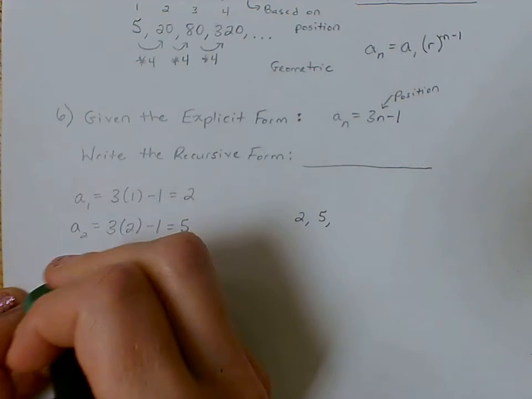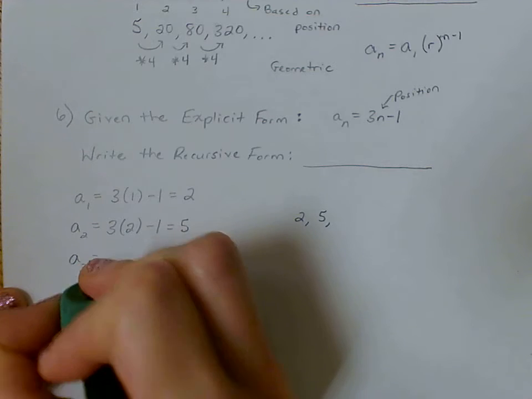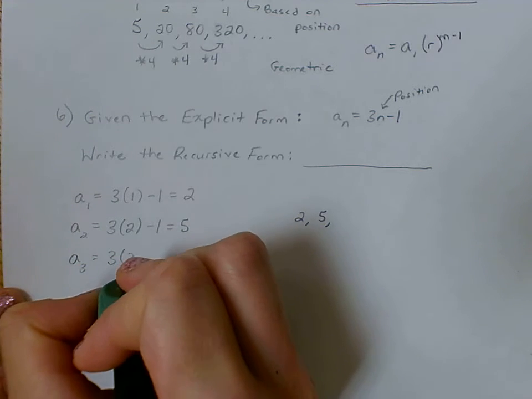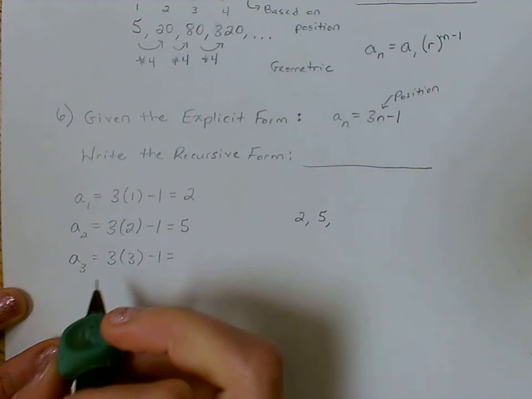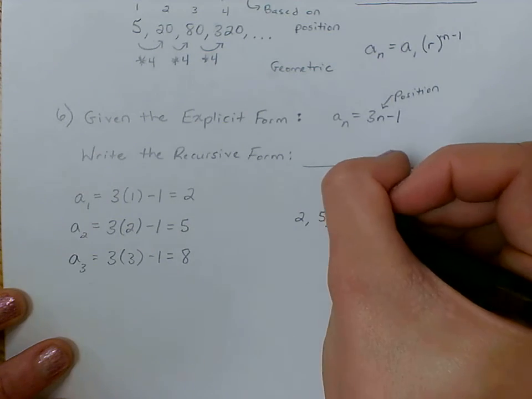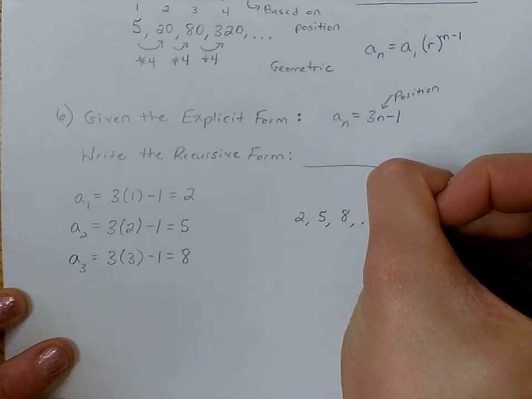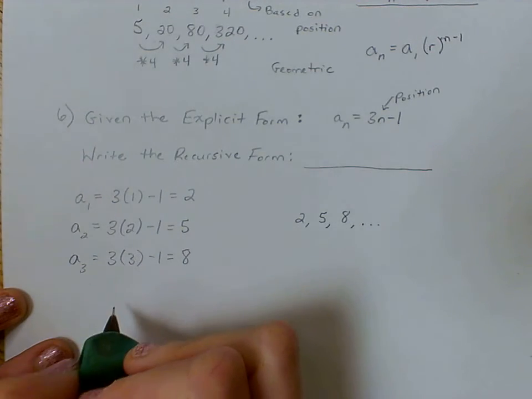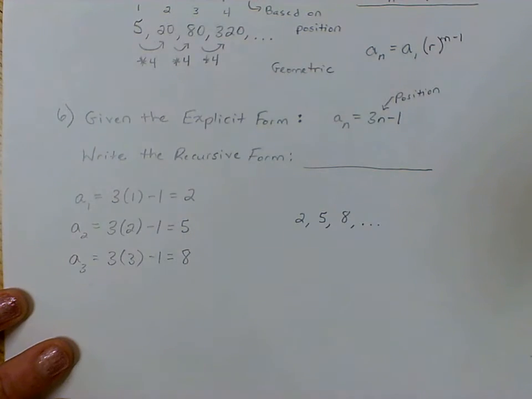And then let's do at least one more. So the third term, I'd take the same equation and plug in a 3. So that would be 9 minus 1 is 8. Okay, and then if you needed to write more out, you can. You would just plug in a 4 and then a 5, however many terms you need to figure out what's going on.